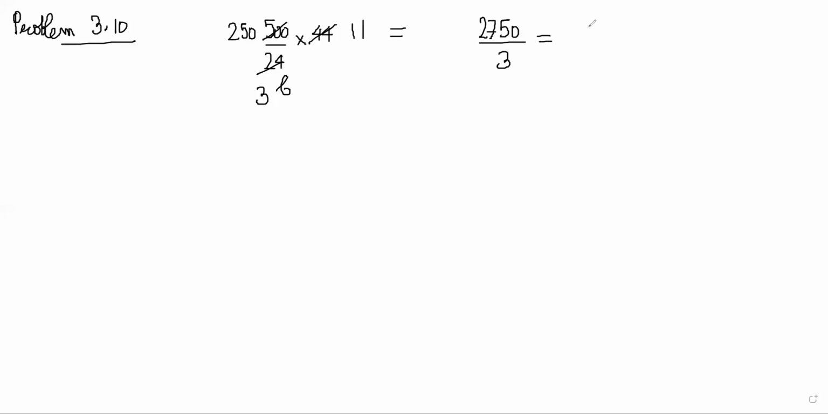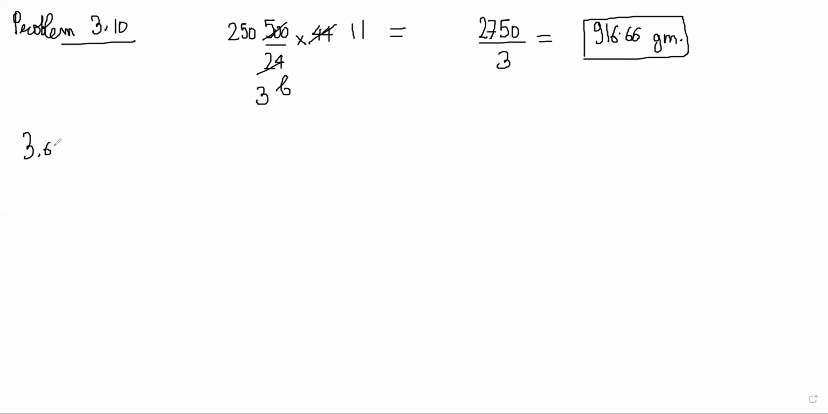So 250, 2500, 2750 by 3, right? So 916.66. Yes, 916 grams of carbon dioxide can be absorbed, right? Okay. Now we will also discuss what happens when reactions happen in solution.